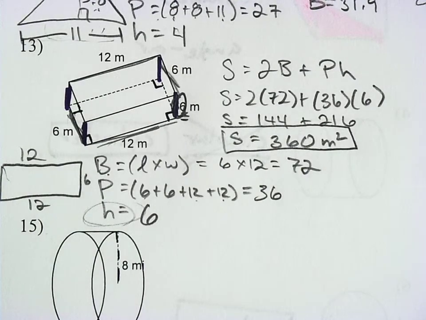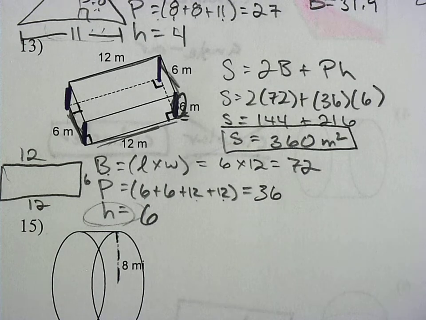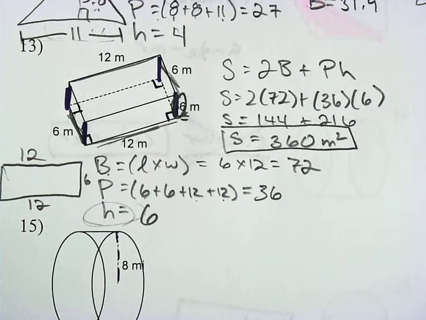Okay, so that's how we do those prisms: just finding the area of the base, find the perimeter of the base, find the height, and we're going to plug it in.